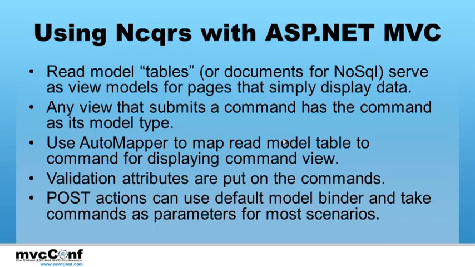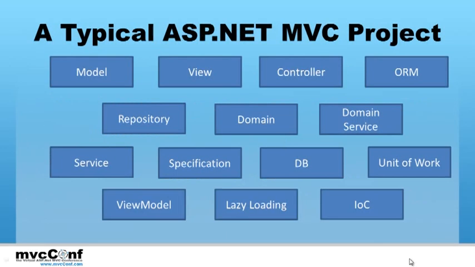If you're doing something like file uploads or something, you would probably need to write some code to map those things to the command objects, but that would be pretty trivial compared to what we had to do with traditional applications. A typical ASP.NET MVC project has many components to it. There's obviously the model, the view, the controller. Then you get the ORM, the repository, the specification pattern, lazy loading, domain, database, unit of work. It just goes on. And you have to kind of be aware of all of these things in the back of your mind when you're doing anything.